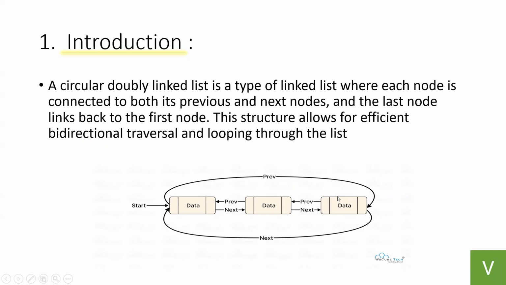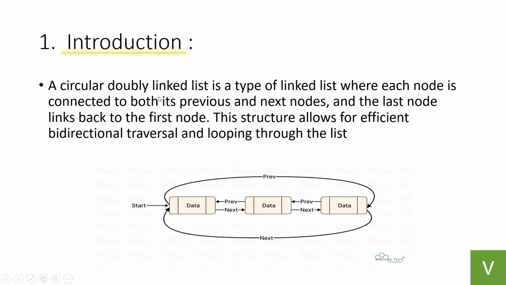So in a double circular linked list, the last node's next link stores the address of the starting node, whereas the starting node's previous link stores the address of the last node. So this is the structure of the double circular linked list.